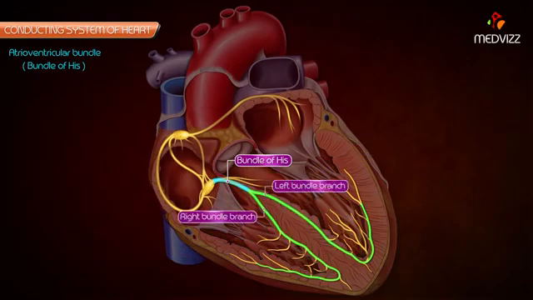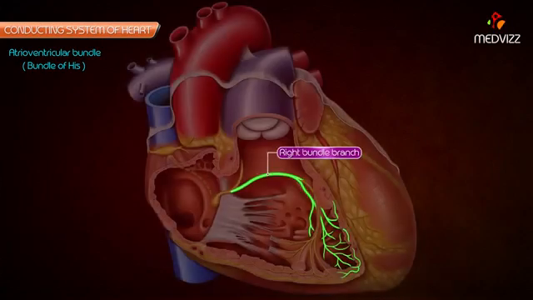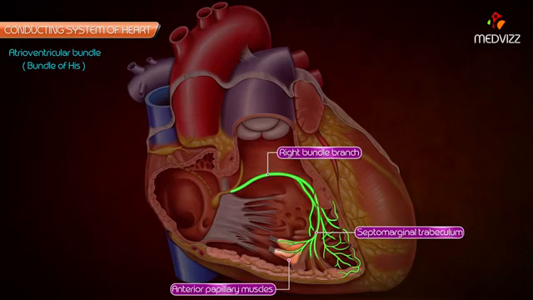Right and left branches of the bundle of His. The right branch passes down to the right side of the interventricular septum and then becomes subendocardial on the right side of the septum. A large part of it continues in the septomarginal trabeculum to reach the anterior papillary muscle and anterior wall of the ventricle. Its Purkinje fibers then spread out beneath the endocardium.